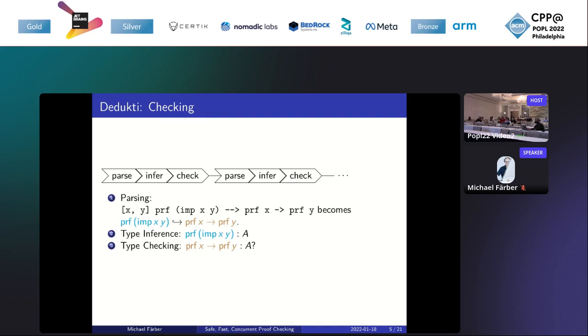The first phase, parsing, transforms a string into an abstract syntax tree. The second phase, type inference, infers the type of the left-hand side of a rewrite rule. In this case, capital Type. The third phase, type checking, checks whether the type of the right-hand side of the rewrite rule corresponds to the type we previously inferred. If this is satisfied, then the command is checked.